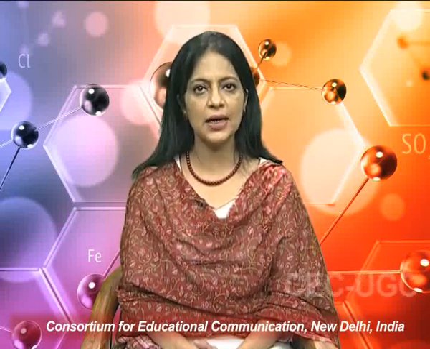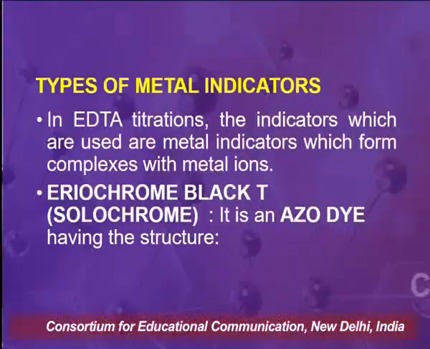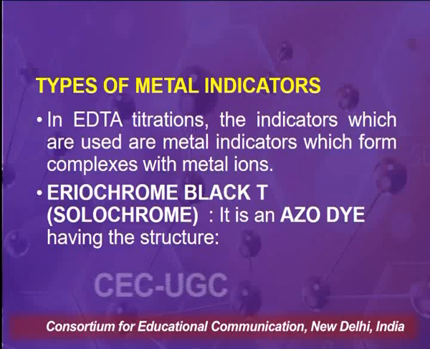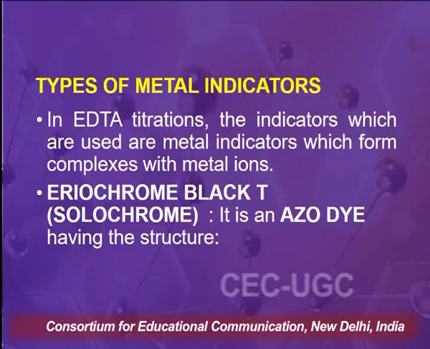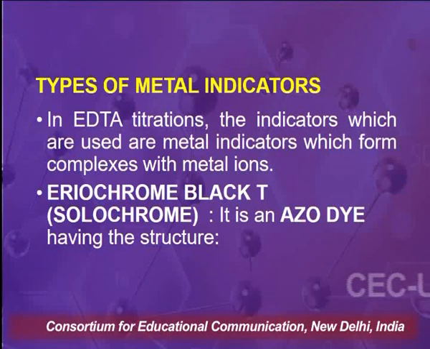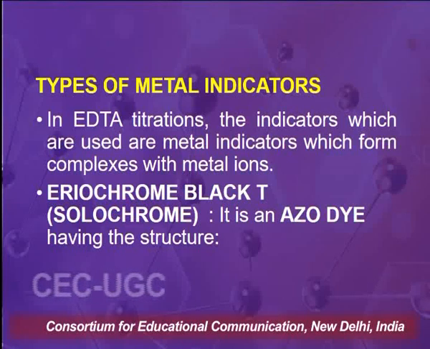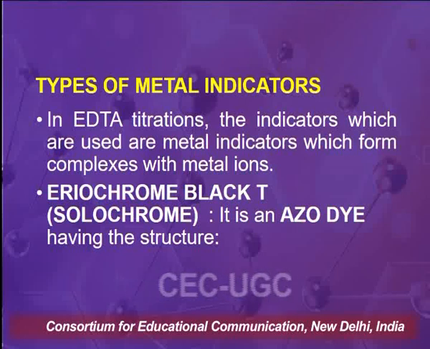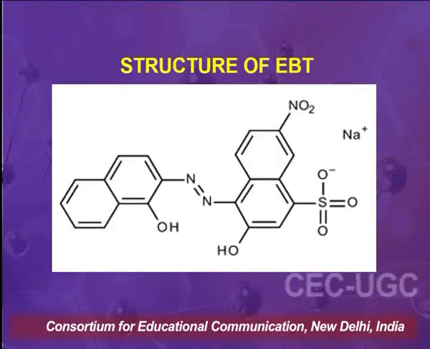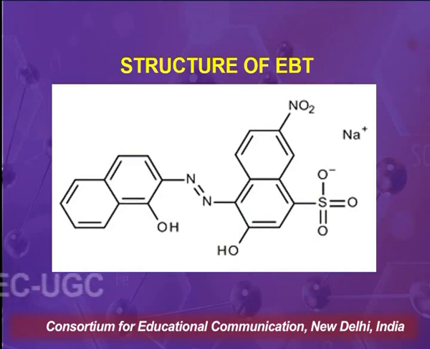In EDTA titrations, the indicators which are used are metal indicators which form complexes with metal ions. For example, eriochrome black T, also called solochrome black T. It is an azo dye having the following structure. This is the structure of eriochrome black T, or EBT as we say in the short form.